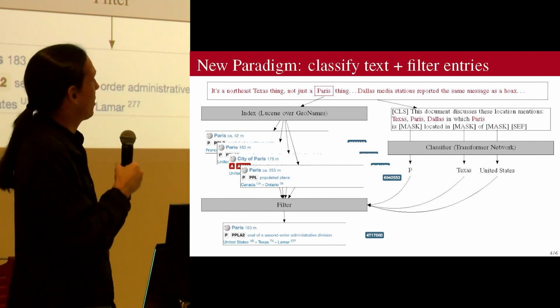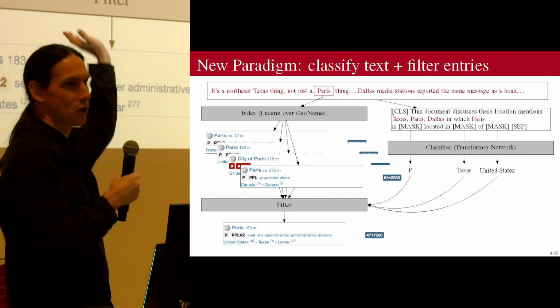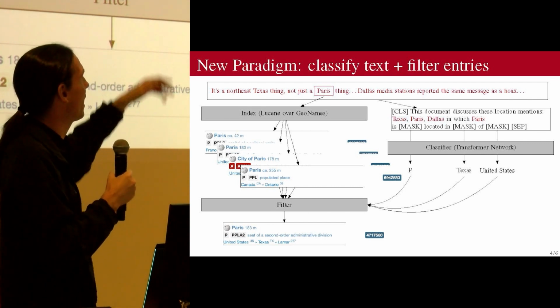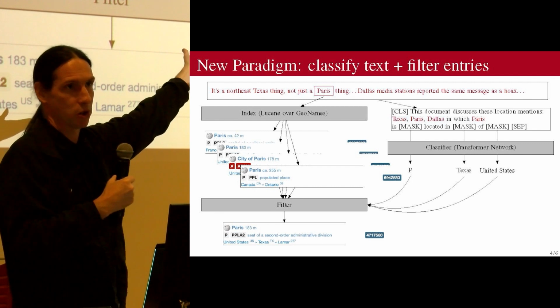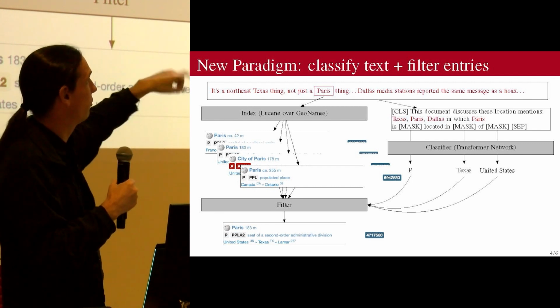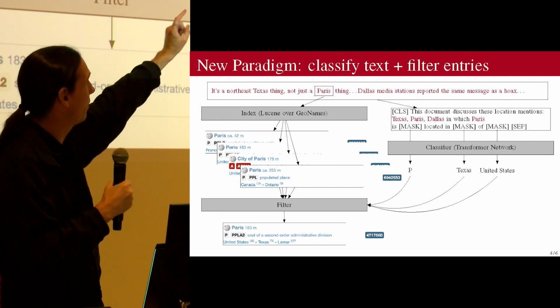So the prompt says, this document discusses these location mentions. And then I just list all the mentions. So Texas, Paris, Dallas, in which Paris is, and then it's just a fill in the blank that I'm going to ask the machine learning model to do. So, hey, machine learning model, fill in the blank. It's blank located in blank of blank.